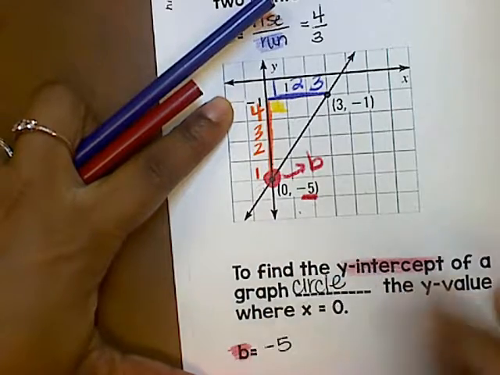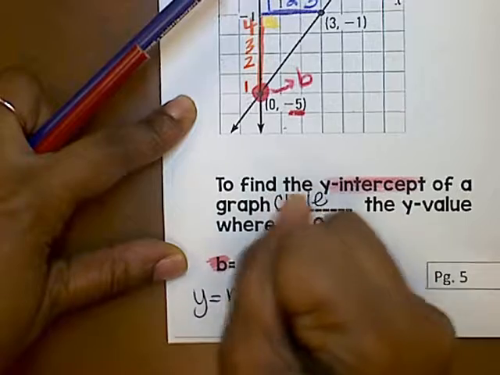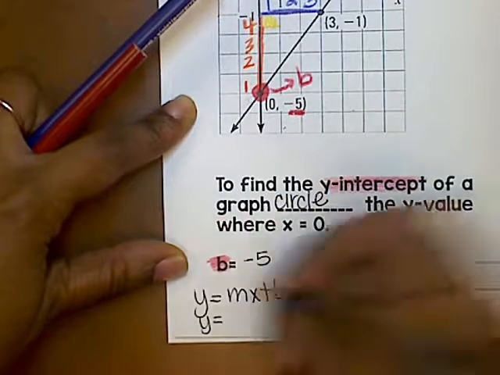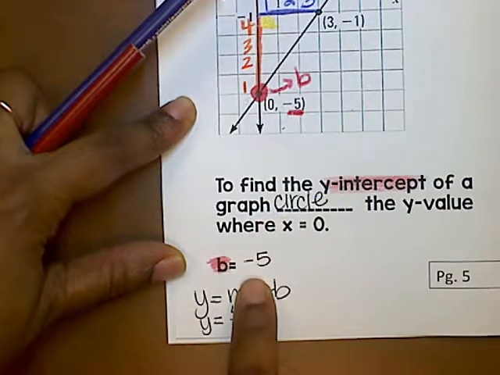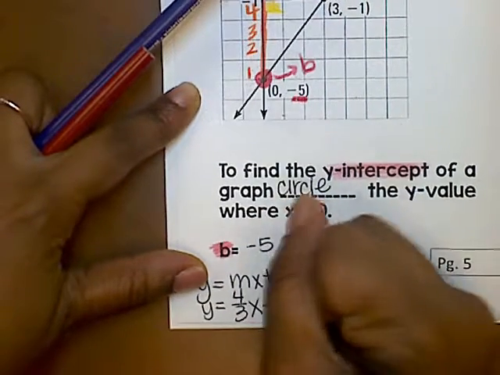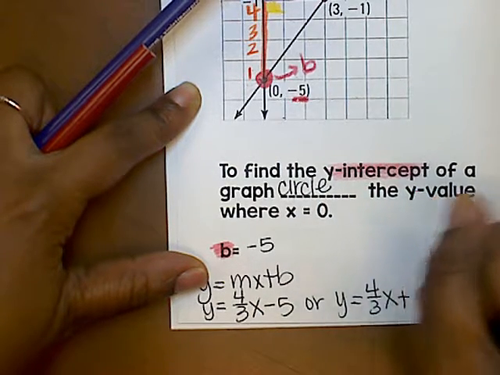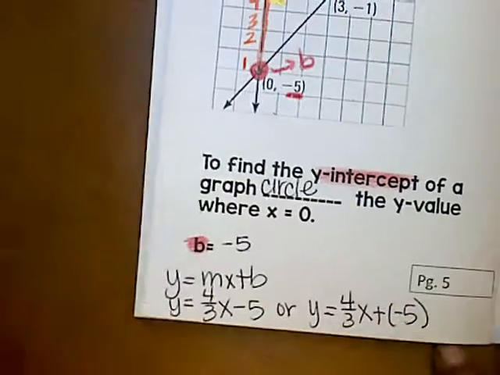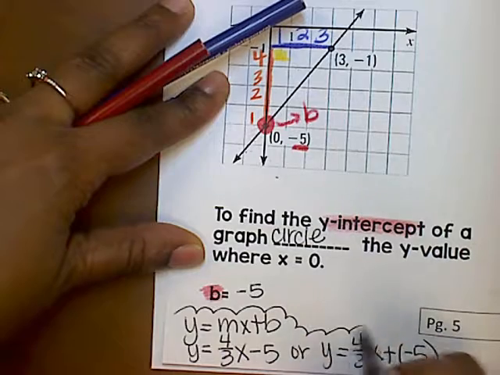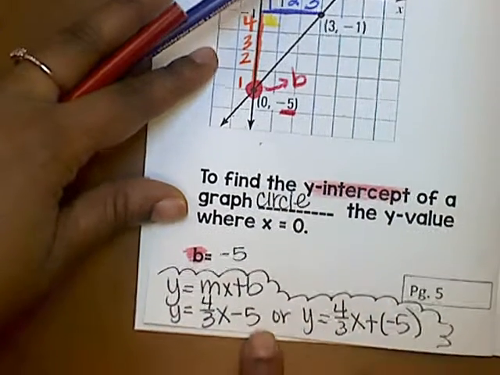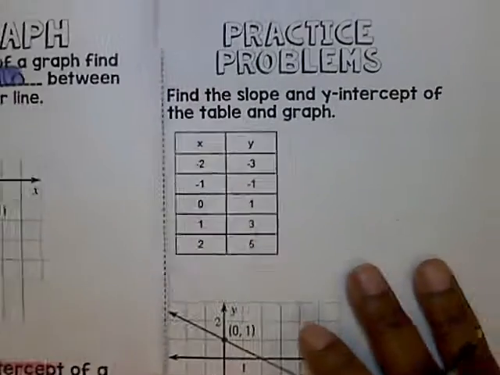And then you just put it together to form an equation. So you have y equals mx plus b. Our m was 4/3, always attached to the x. And because it's -5, you can do 4/3 x minus 5, or y equals 4/3 x plus -5. Both of these answers are correct as far as the equation is concerned. So you pick however you want to write it. So it's either -5 or plus -5. Same thing.